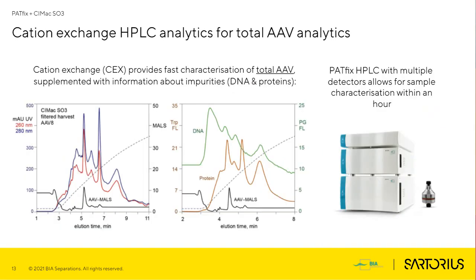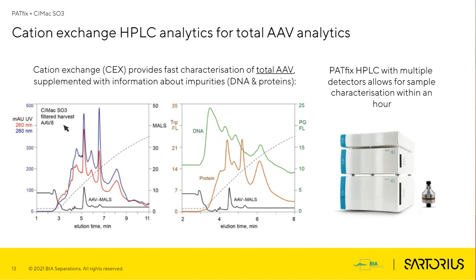The answer is cation exchange. So normally for AAV purification, we would use at least two steps. One is going to be capture, which is done on cation exchange, and then the polishing step, which is done on anion exchange, and it is used to separate empty from full AAV. So on these two graphs, you are able to see an example of cation exchange analytics done on our HPLC system using a CIMac SO3 column.